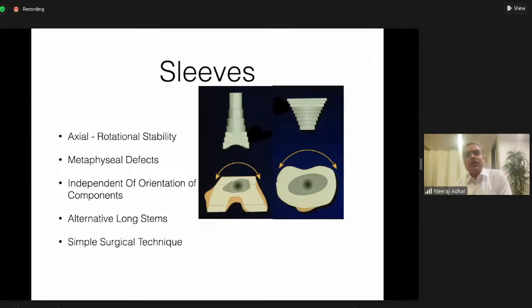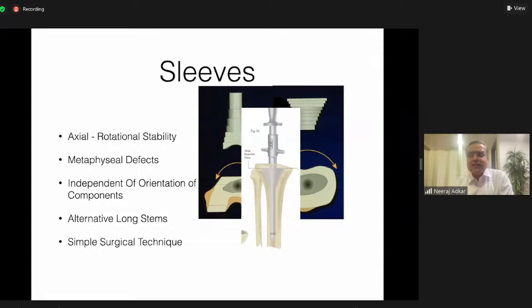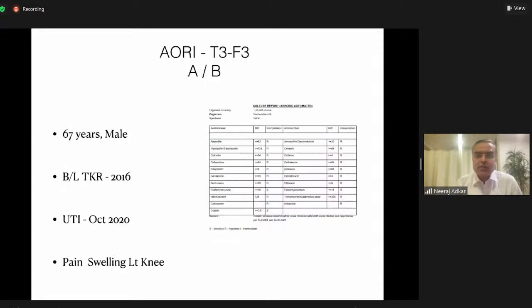One good thing about this is they are independent of the orientation of the components. So we have play of around 20 degrees. So wherever there is good bone stock, in that direction you can implant the sleeve, and it's very easy to implant the sleeve, and not very time consuming.